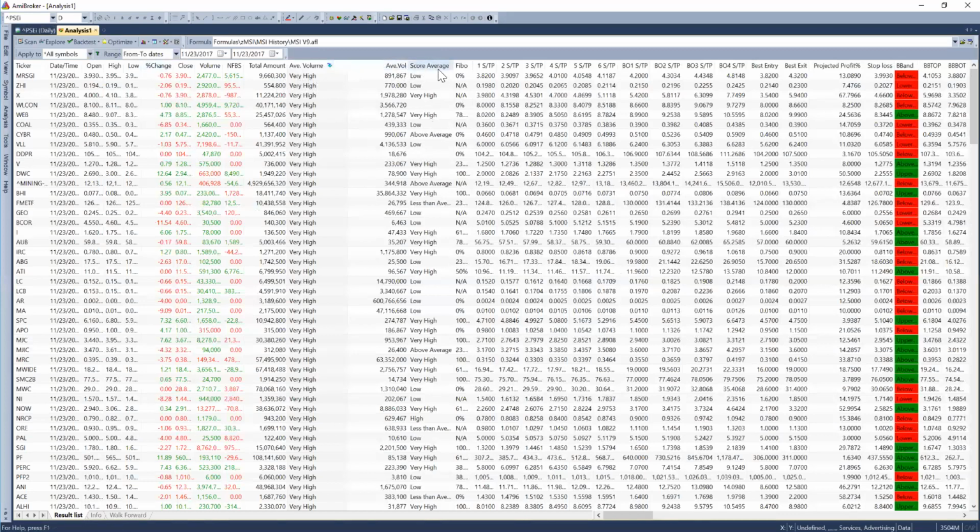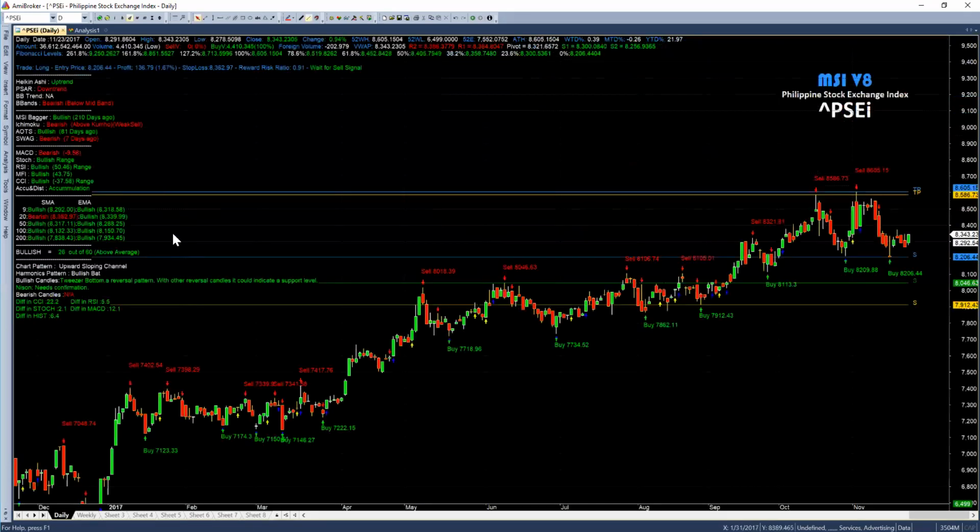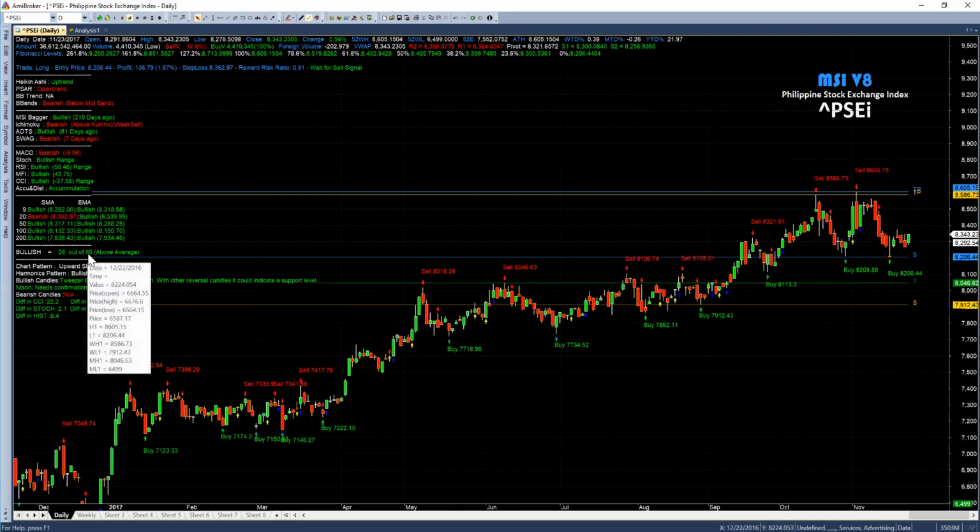Then we have the score average. Yung score average is located dito. So, there are more than 60 na siyang indicator na nagbibigay sa iyo ng bullish score. Each indicator will have a designated point.